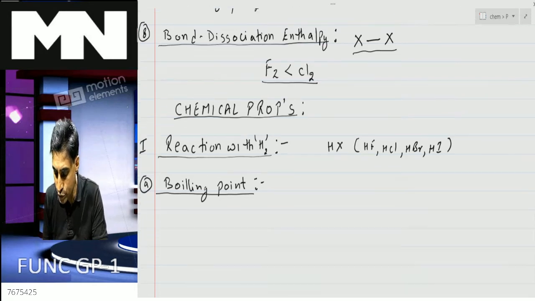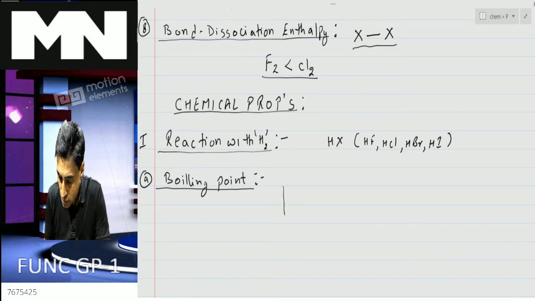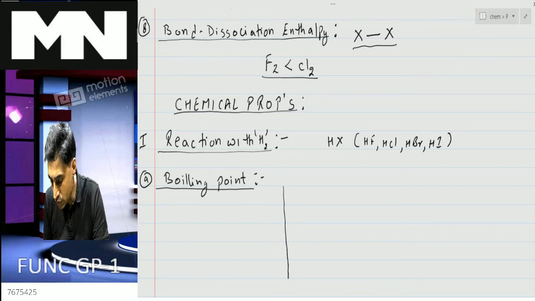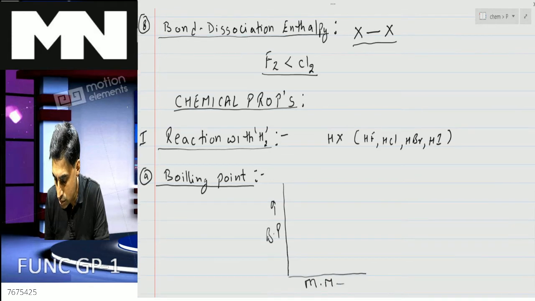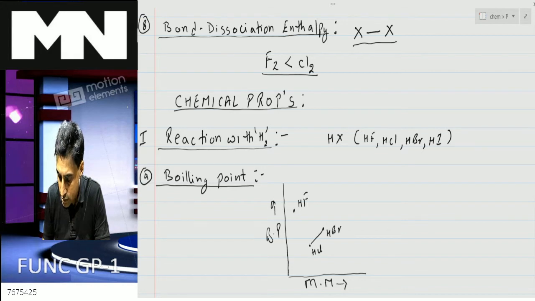For that I would like to show you a graph. Suppose I am plotting a graph between the boiling point and the molar mass. Here somewhere I have HF. Here somewhere I have HCl. Then I have HBr. Then I have HI.